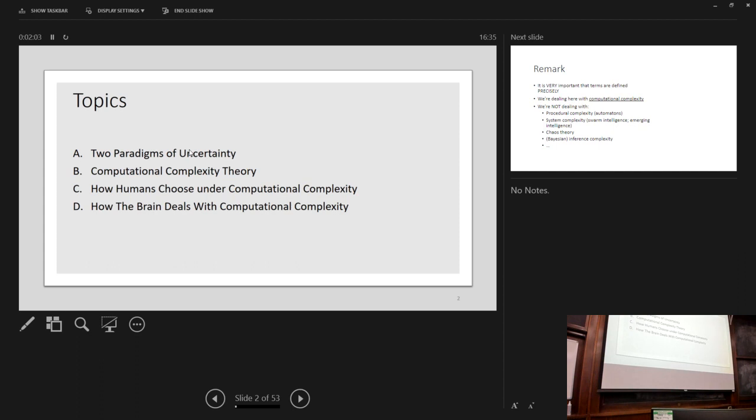Then I'll talk about computational complexity theory. Conceptually, this is very difficult if you're not familiar with it, so bear with me. I'm going to try to be intuitive here, although there's a point at which you cannot be intuitive anymore. We really have to be extremely precise. And then we'll go to the meat, that is, how do humans choose under computational complexity, and then finally how the brain deals with computational complexity. I have also something on what happens when you drug people, but that's for another occasion.